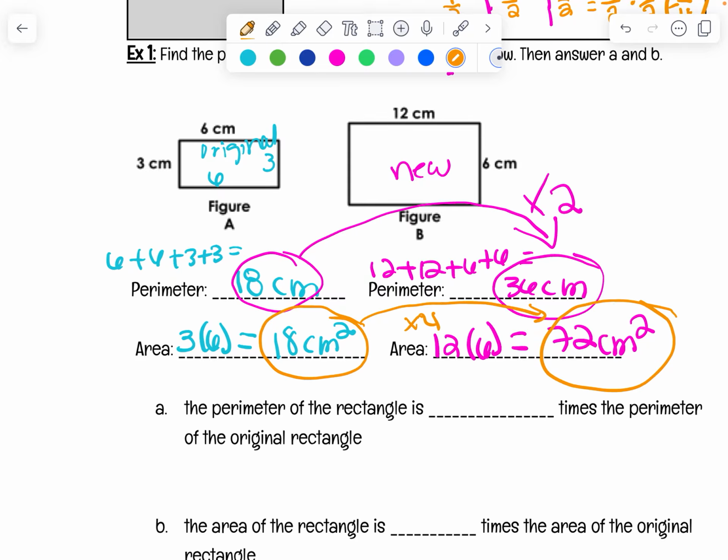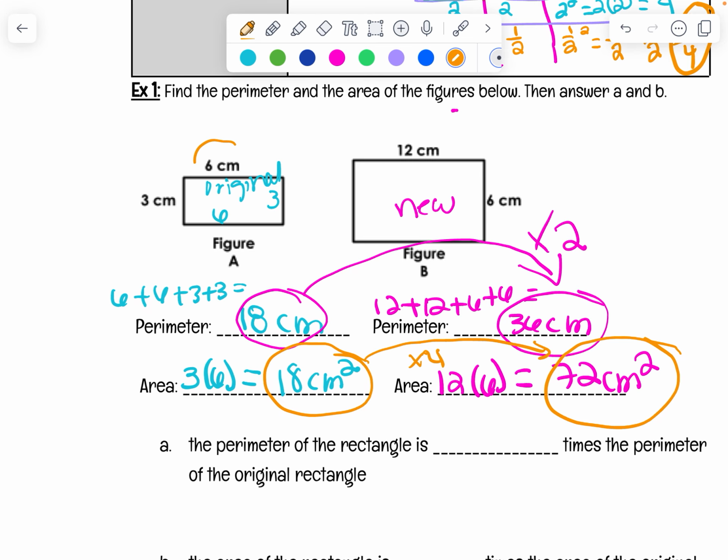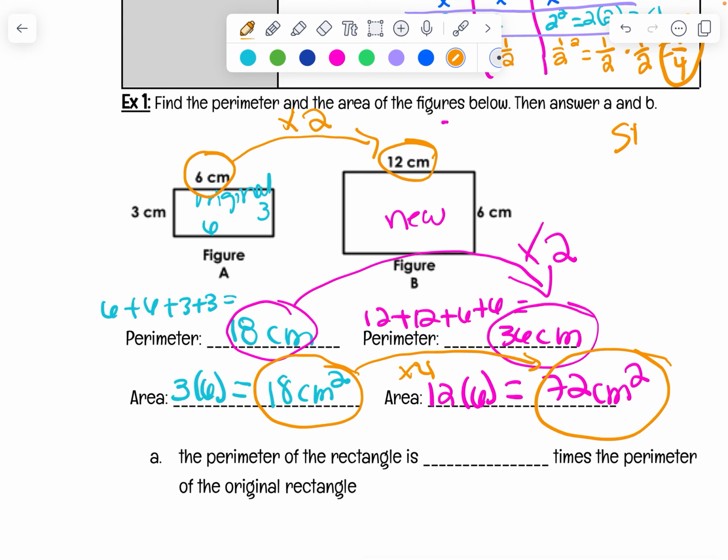Okay, now let's look at the scale factor. So how did I go from 6 to 12? So my scale factor is times 2. So my scale factor of this image was times 2. My perimeter scale factor was also times 2. But the area scale factor changed 4 times.